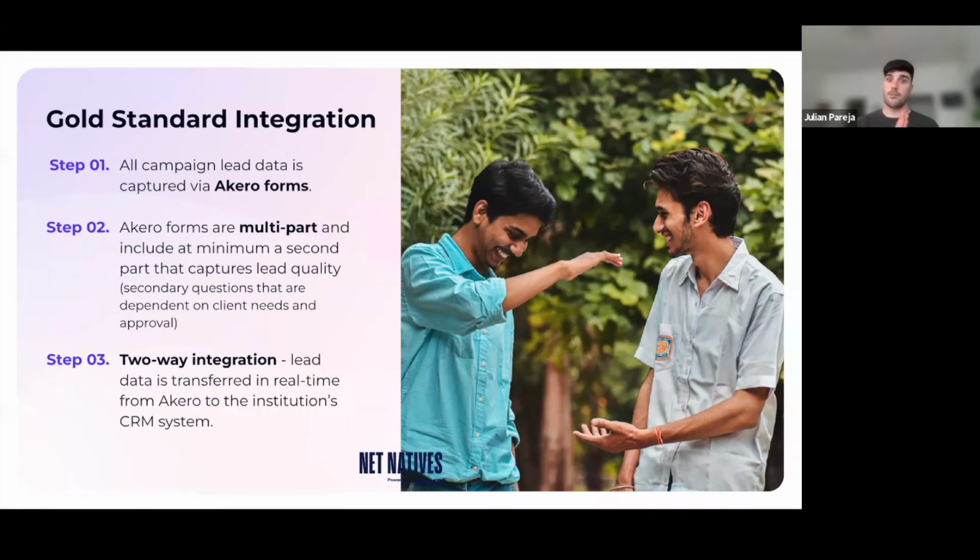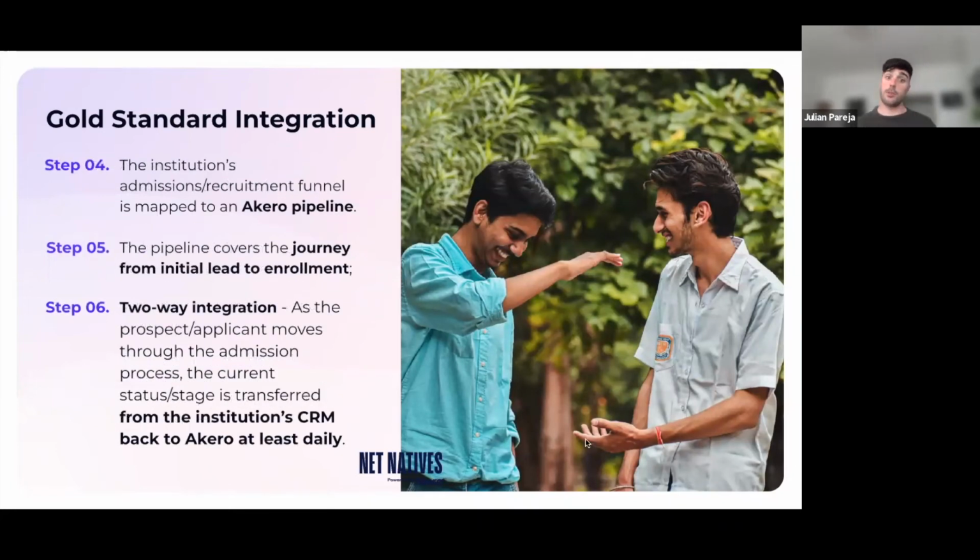Step three is having a two-way integration. So lead data is transferred in real time from Akero to your CRM system. Whether you're doing your CRM within HubSpot or in a different platform, we want to be able to have that two-way integration: that lead goes through to HubSpot. When that person becomes an applicant, that person comes back to Akero so we can update the pipelines and we can see exactly where they are in the journey in real time.